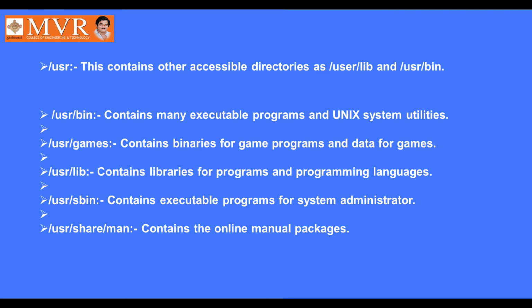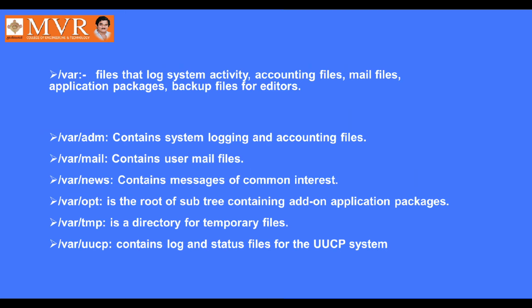And the var, variable directory, again contains directories of all files that vary among systems. These include files that log system activity, accounting files, mail files, application packages, backup files for editors, and many other types of files that vary from system to system. So generally this variable directory contains all the directories and files which vary from time to time.